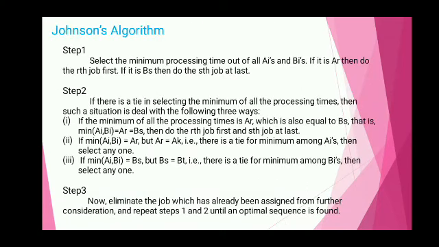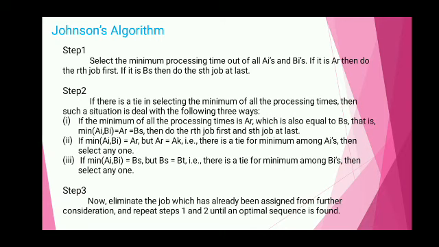To solve this problem, we would like to take the help of Johnson's algorithm. Step 1. Select the minimum of processing time out of all Ais and Bis. If it is Ar, then do the rth job first. If it is Bs, then do the sth job at last.